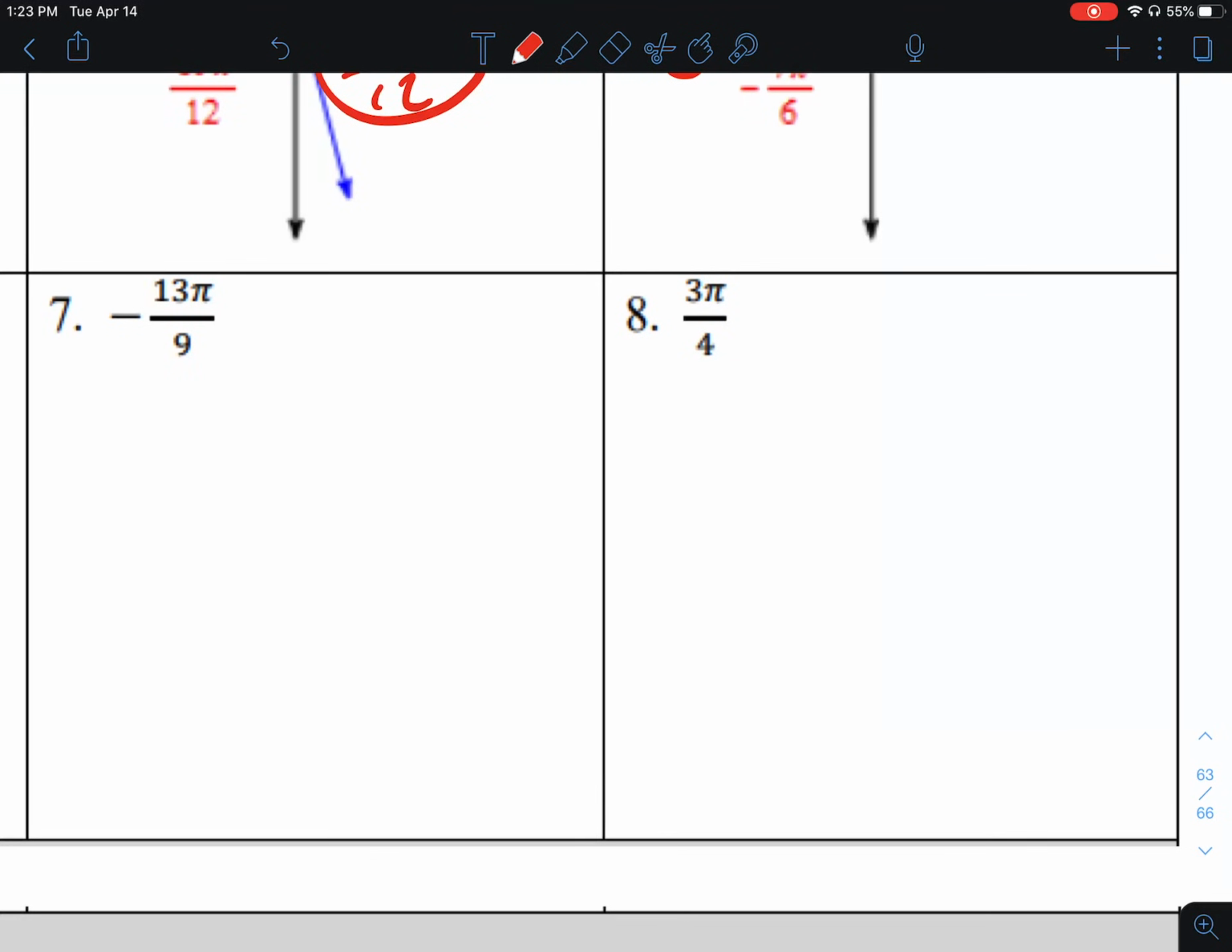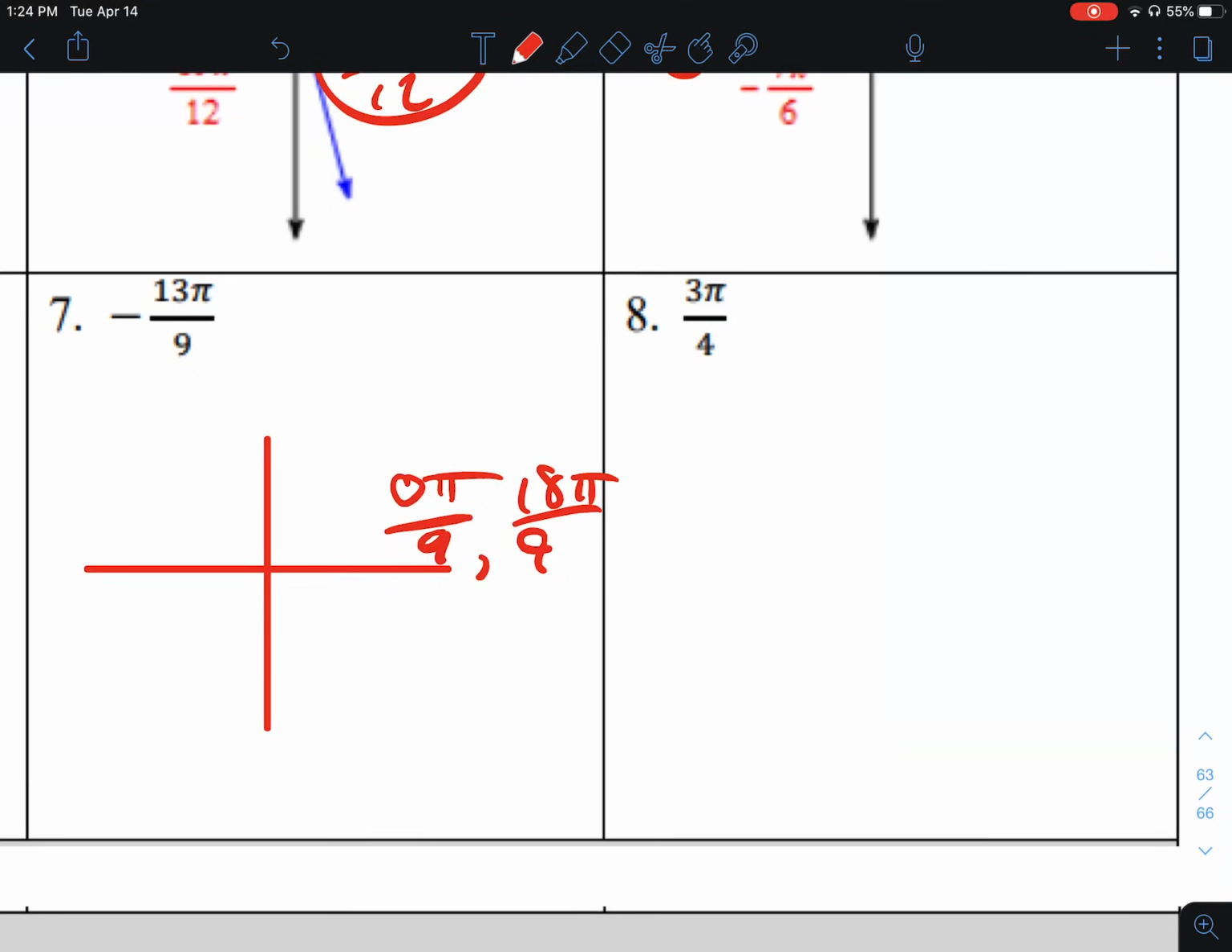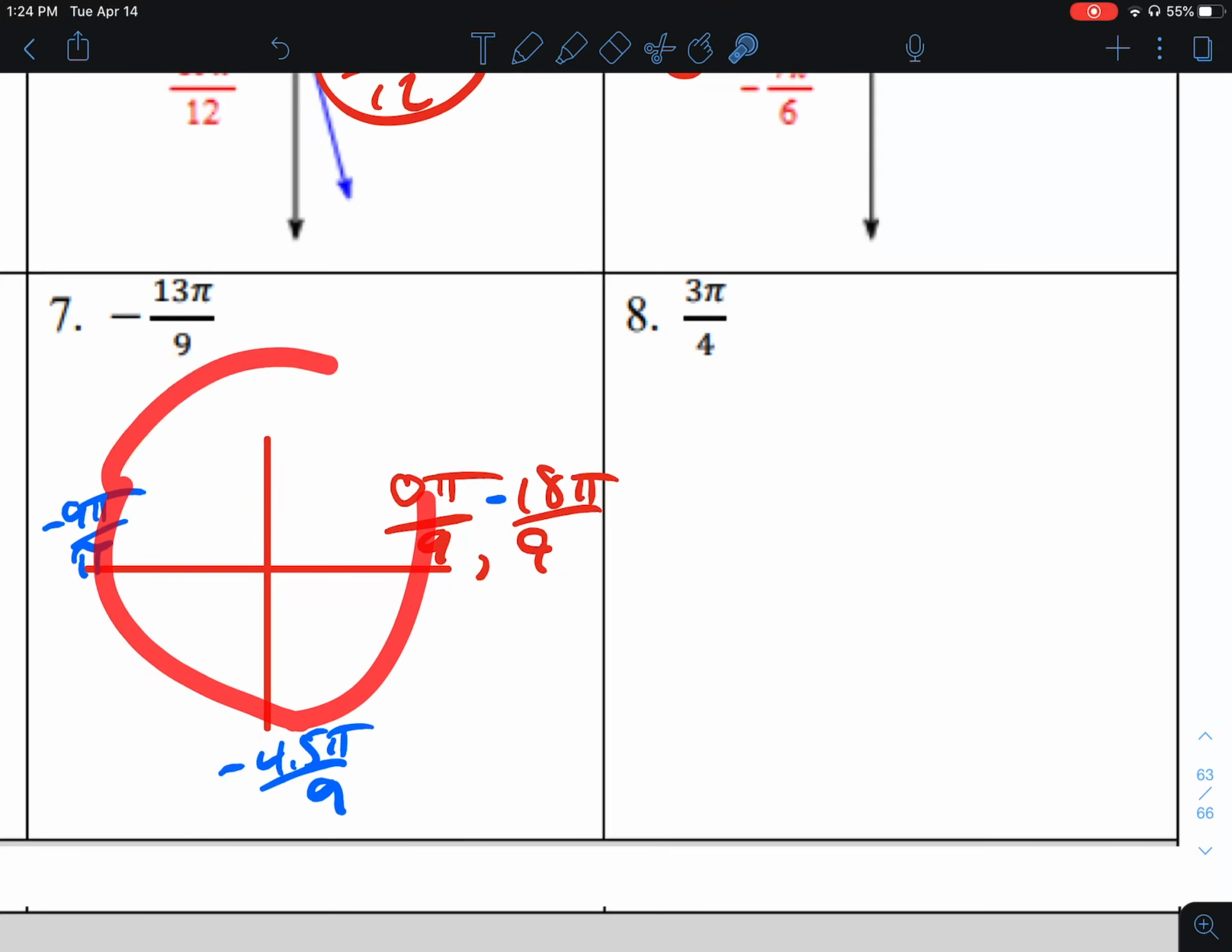Number seven, this is in radians. I'm going to mark my quadrantal angles, counting by pi over 9. So we got 0 pi over 9, and complete revolution is 2 pi, which is 18 pi over 9. This is a negative angle, so I should be using a negative angle here. Halfway around is going to be negative 9 pi over 9. It's the same thing as negative pi. Halfway between 0 and negative 9 is negative 4.5 pi over 9. Numerator is decreasing by 4.5 each time.